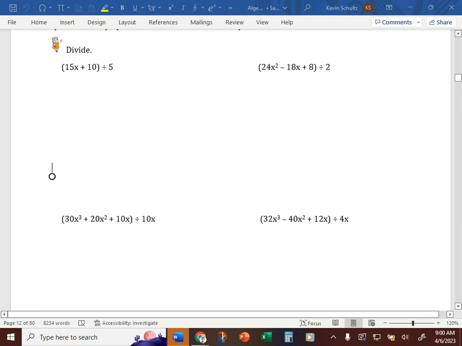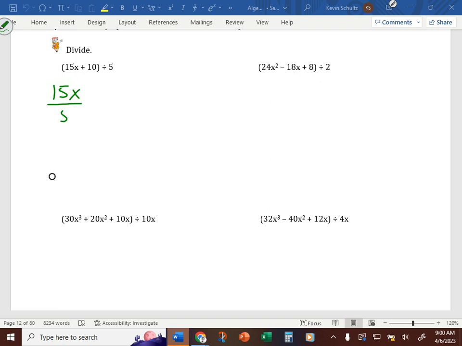15x plus 10 divided by 5. Because that expression is in parentheses, we're dividing the whole thing by 5. So we're actually using a version of the distributive property here also. 15x plus 10 divided by 5, the whole thing, means we're taking 15x divided by 5 plus 10 divided by 5. We're, in a sense, distributing that 5 into each of them and dividing each term in the expression by 5, just like we would if we were multiplying. We'd multiply each term in the parentheses by 5. We're doing the same thing here.